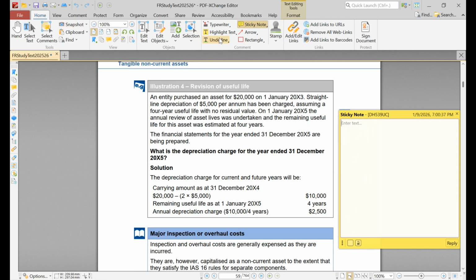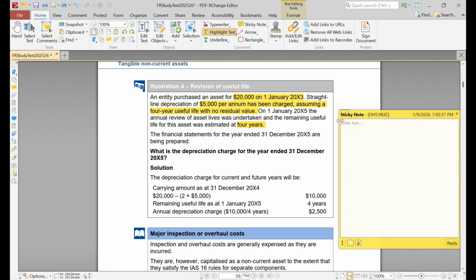An entity purchased an asset for 20,000 on 1st Jan 20x3. Straight line depreciation of 5,000 per annum has been charged, assuming a 4-year useful life with no residual value. On 1st Jan 20x5, the annual review of asset lives was undertaken, and the remaining useful life of this asset was estimated at 4 years. The financial statements for the year ended 31st December 20x5 are being prepared. What is the depreciation charge for the year ended 31st December 20x5?